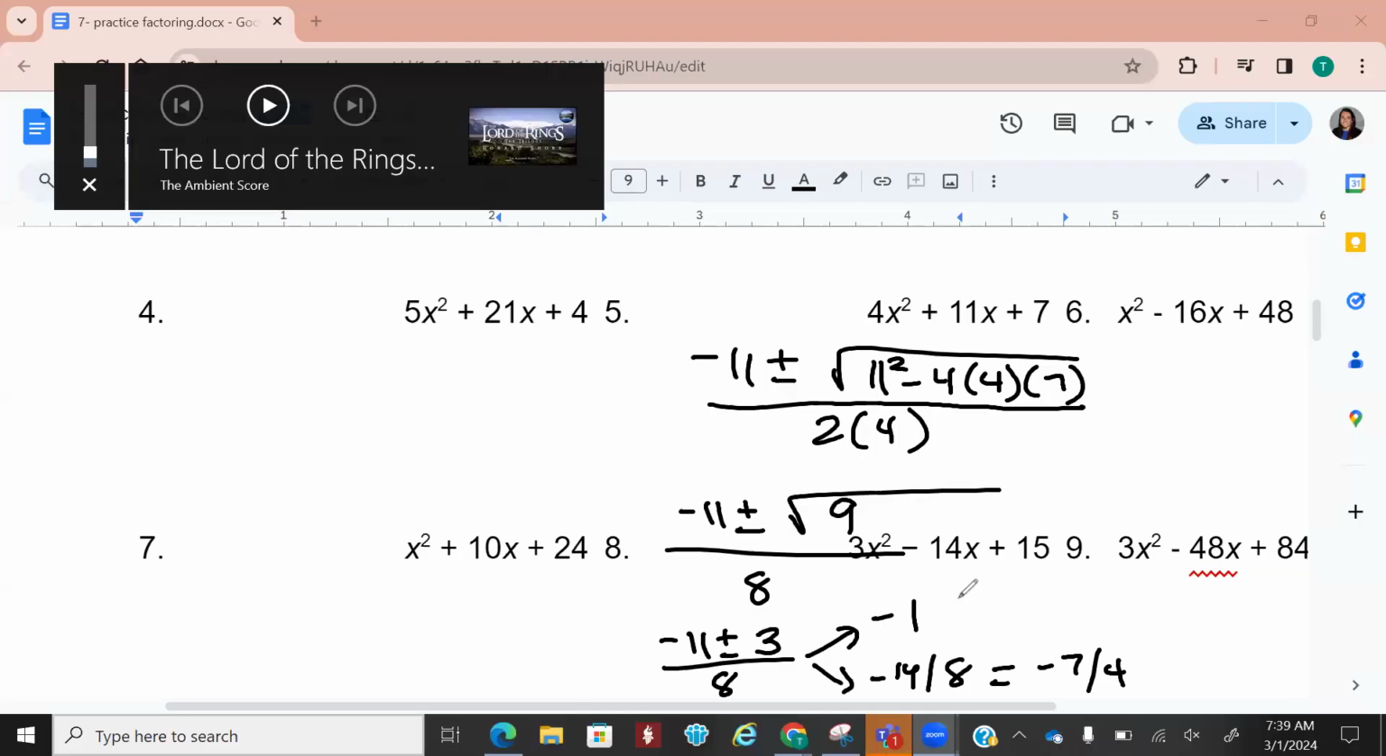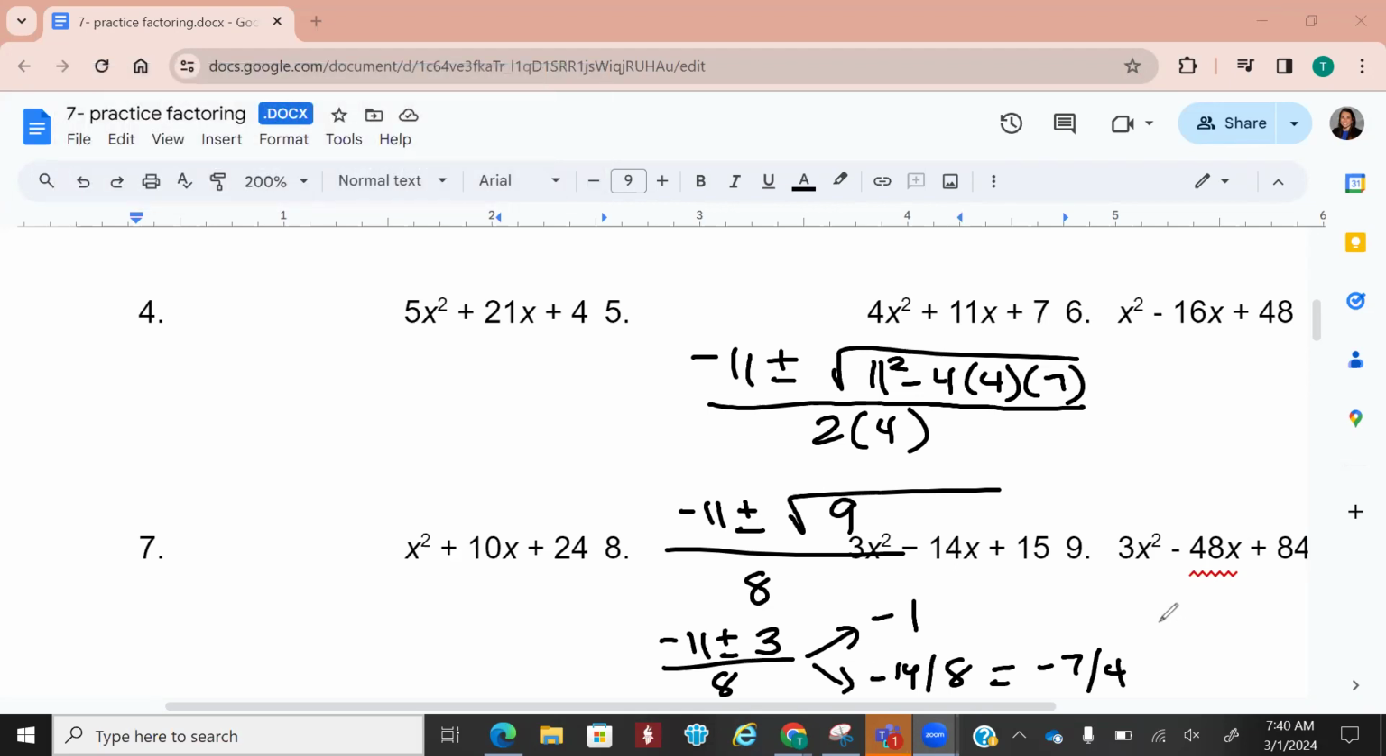So I got negative 1 and then negative 7/4. So what you got? Anybody got anything different? Okay. How did I get negative 1? Negative 11 minus 3. Nope, JK. Negative 11 plus 3 gives me negative 8. And then negative 8 divided by 8 gives me negative 1.